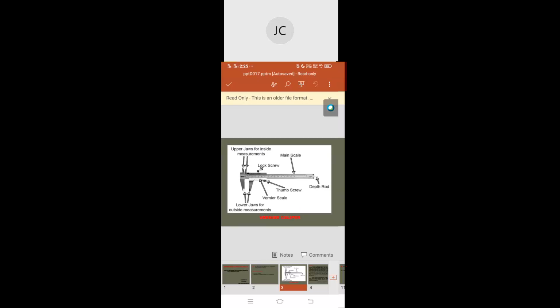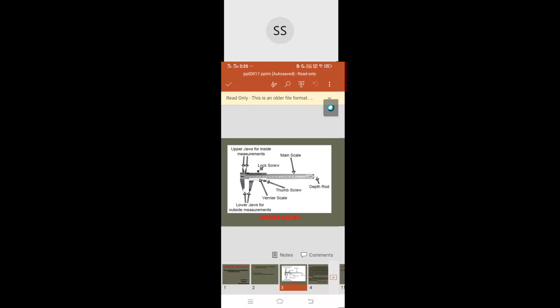A Vernier caliper is an instrument used to measure the outer dimensions, inner dimensions, and depth of a given object. As you can see in the image, the Vernier caliper consists of two scales: the main scale and the Vernier scale. The main scale is graduated in centimeters, while the Vernier scale slides along the main scale and is graduated in millimeters. It has two sets of jaws, upper jaws and lower jaws. Upper jaws are used to measure the internal diameter of objects, while the lower jaws are used to measure length or the external diameter.